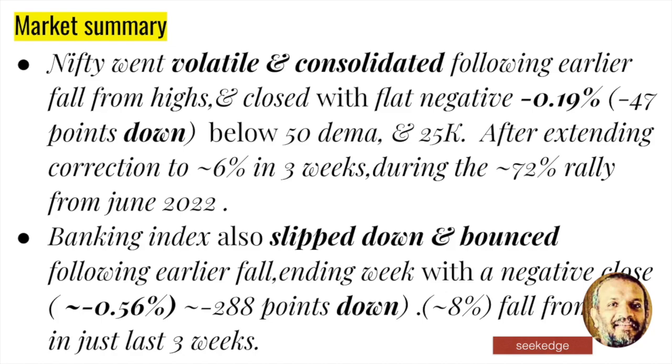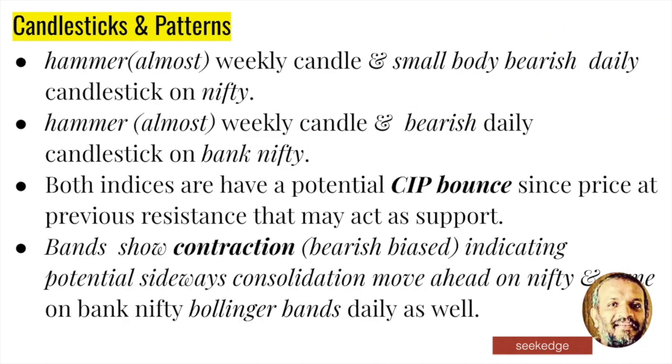The banking index also slipped last week, but it bounced back quickly, like what you see in the wick of the candle, and it's a little deeper than the Nifty. It's not flat actually, 0.56% lost. So overall it extended the cut to 8% of correction from the very top. That's what happened in the last 3 weeks, right? A sharper cut than the Nifty. That's a summary about that.